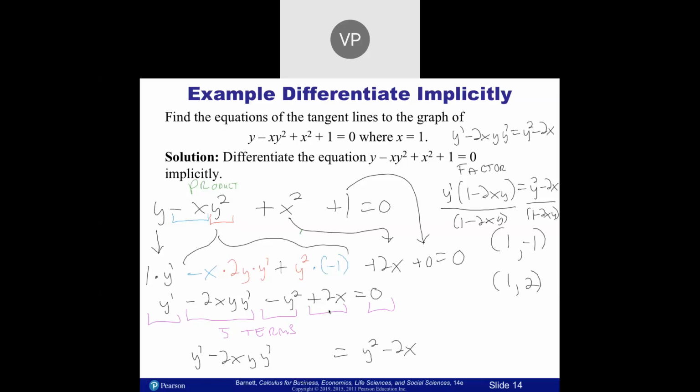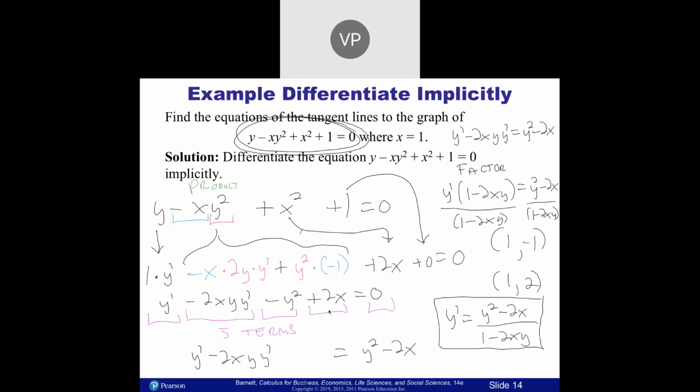And then I'll move down here to the bottom. That leaves me with y prime equals y squared minus 2x all over 1 minus 2xy. That right there is our derivative using implicit differentiation. So we took this equation here at the top and we did one piece at a time, all these derivatives. In one case, we also had a product rule.